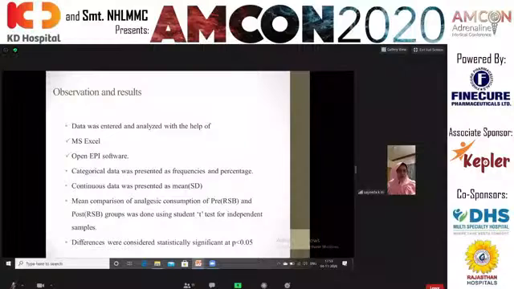Data was entered and analyzed using MS Excel and Open Epi software. Categorical data were presented as frequency and percentage and continuous data by mean and SD. Mean comparison of analgesic consumption between the two groups was done using student t-test, and differences were considered statistically significant if p-value was less than 0.05.